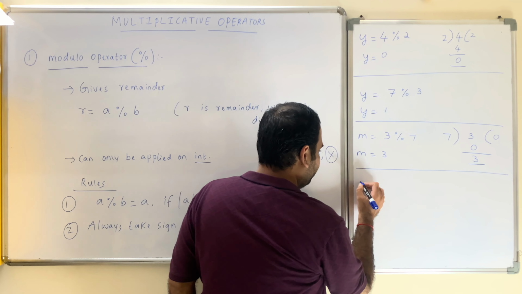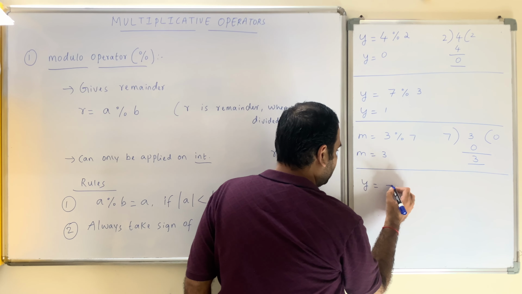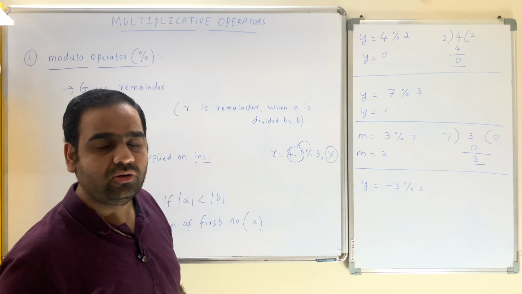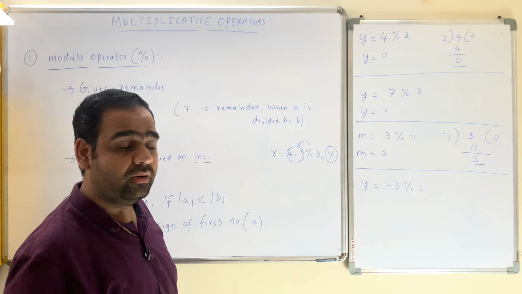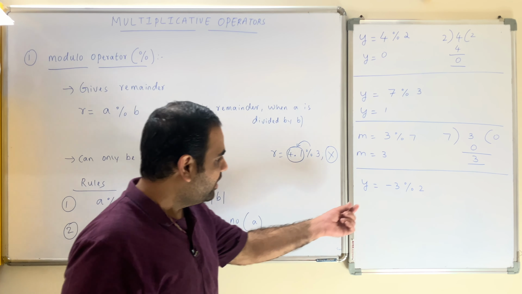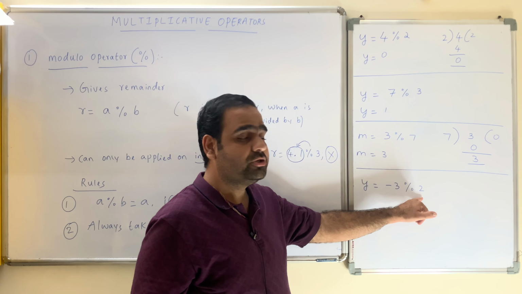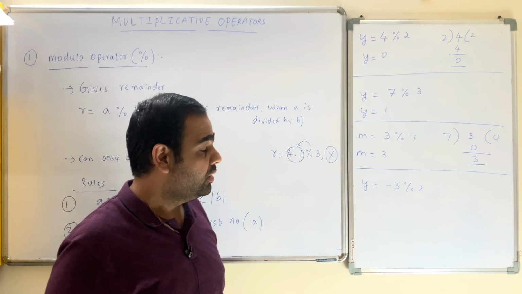Now suppose we write y is equal to minus 3 modulo 2. How should this work? Here, is mod a less than mod b? No, mod a is 3, mod b is 2. You have to take the absolute value.